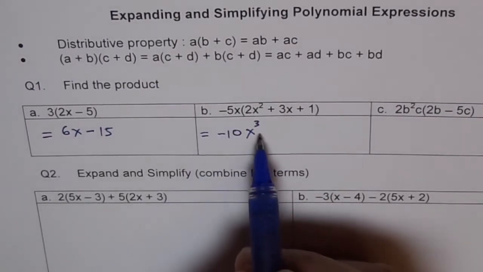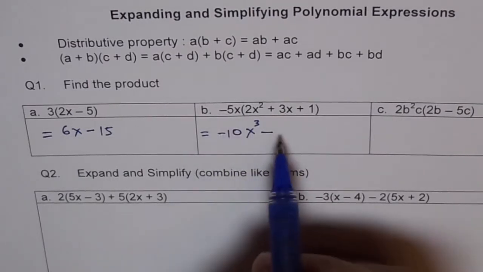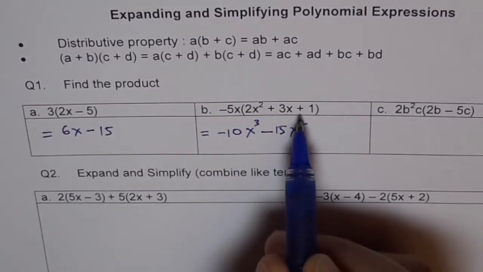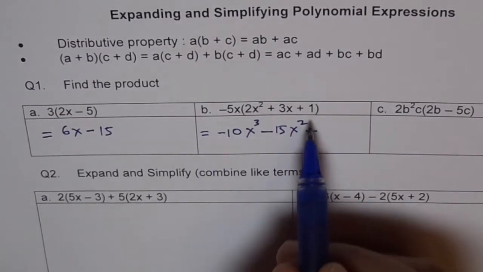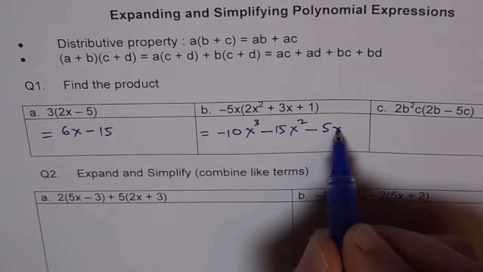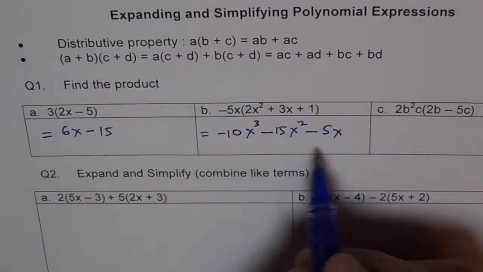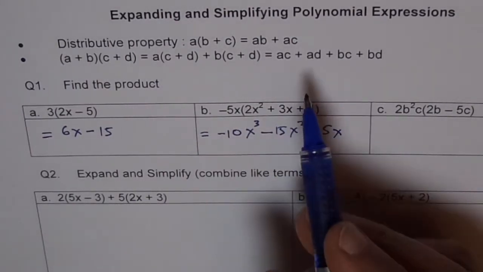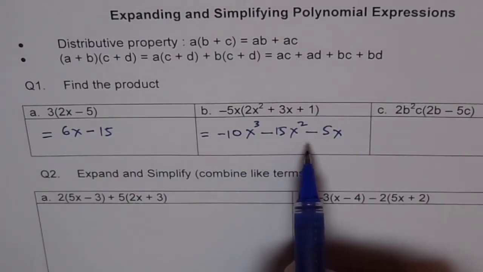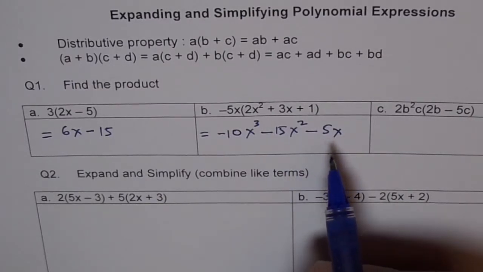Here plus times minus is minus. 5 times 3 is 15. And x times x is x squared. Minus times plus is minus, and 1 times anything is the same number. So let me write 5x. Well, that is the expanded form of this. We do not have any like terms, so it cannot be simplified further. Okay, you understand that concept, correct?